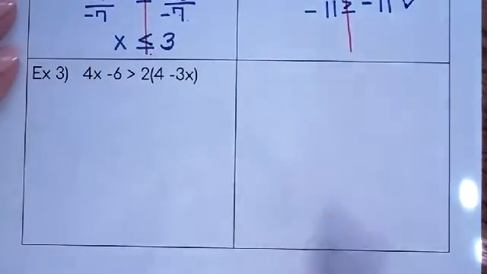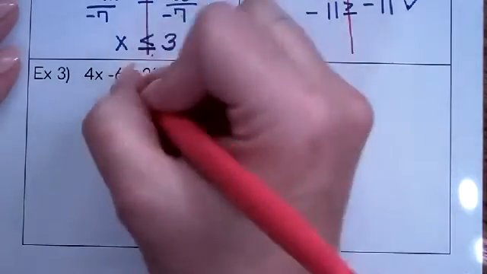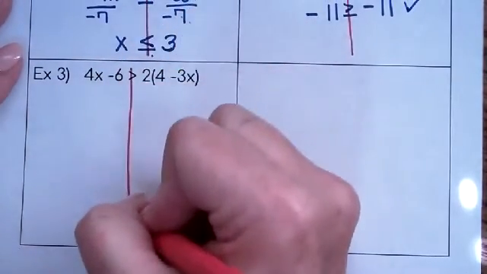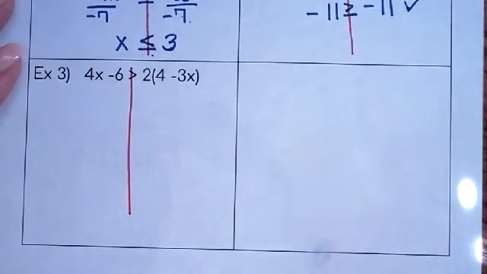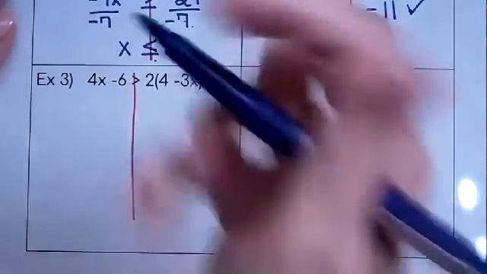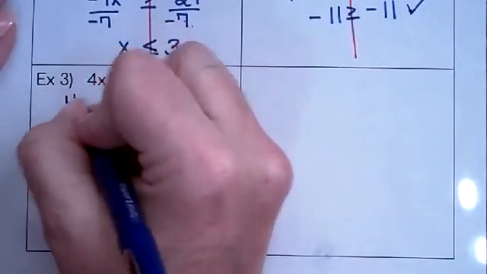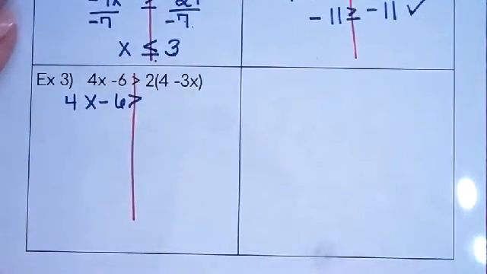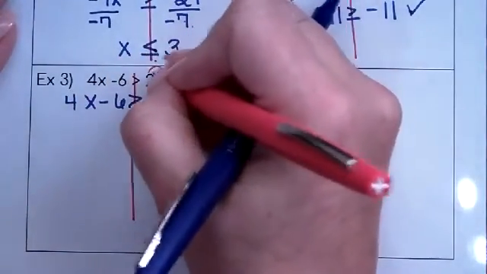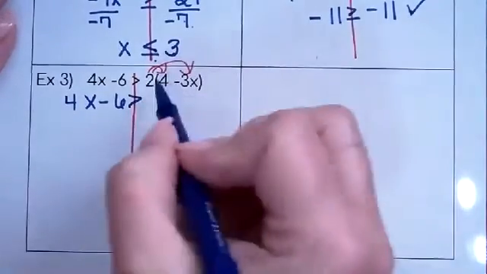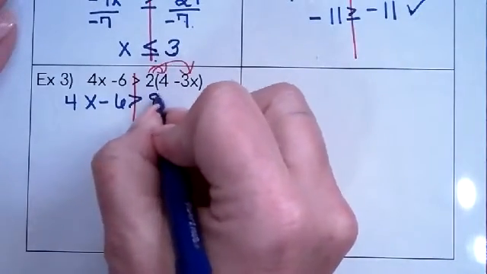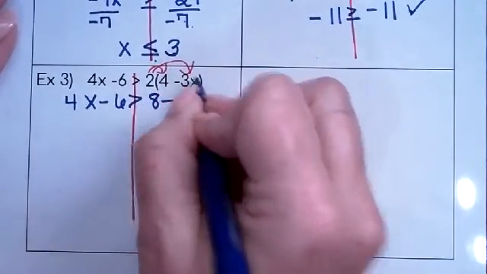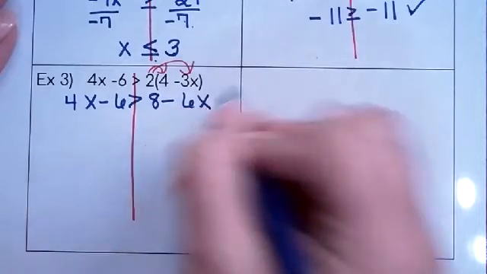Now, I picked example 3 because it has parentheses. So I put in my river. Now, we know we got to do parentheses first. So I'm going to bring down the 4x minus 6 greater than. And now here we're going to do our distributive property. So if I do 2 times 4, I have 8 minus 2 times 3x is 6x.